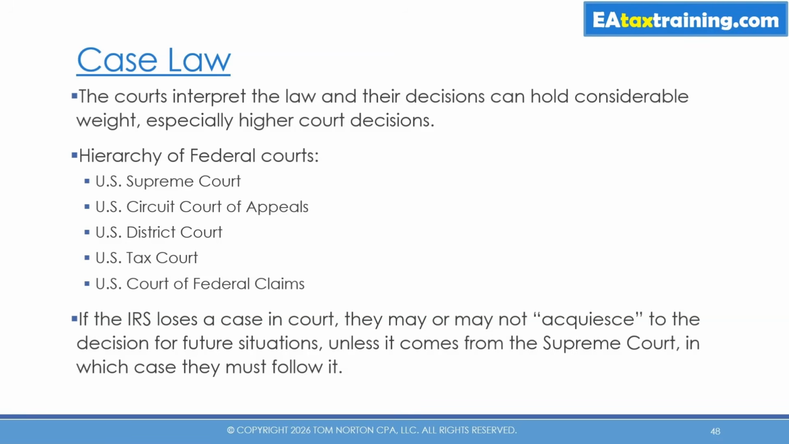If the IRS doesn't agree, even after losing, then when future situations come up that are similar to the case they lost, the IRS can say, we do not acquiesce to the decision in that case. We are going to follow our own interpretation, even though we lost in that case. So that means future taxpayers are going to have to sue and go to court and have the judge rule on their particular case.